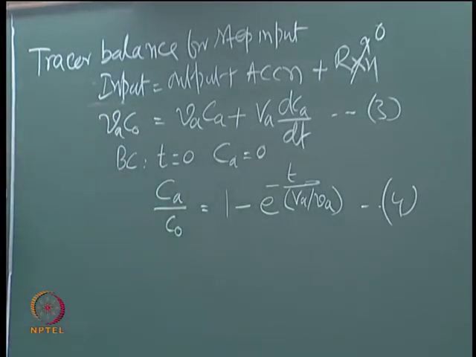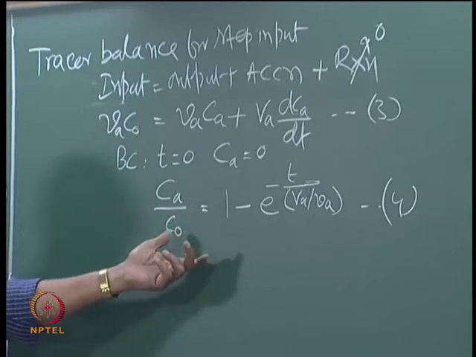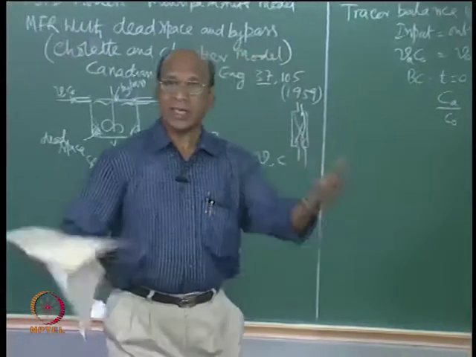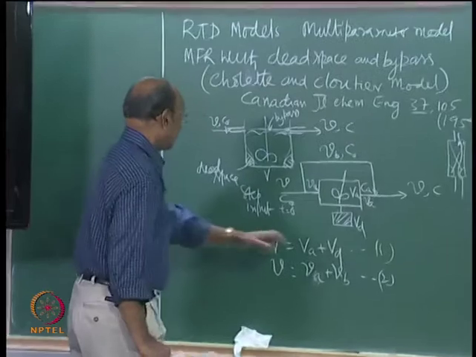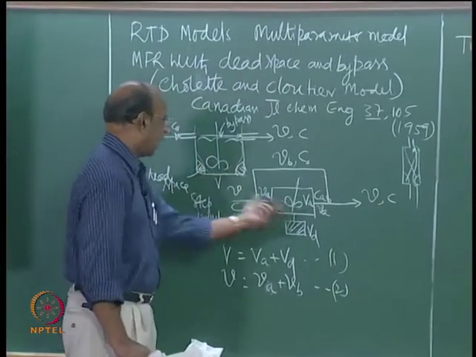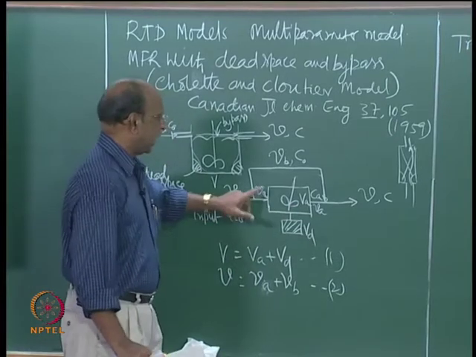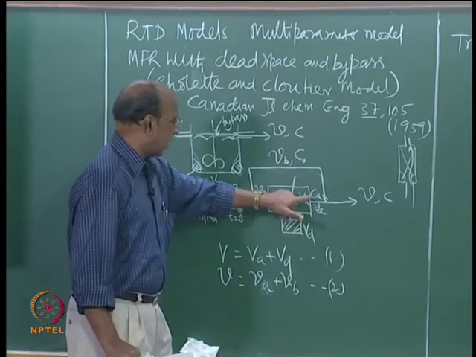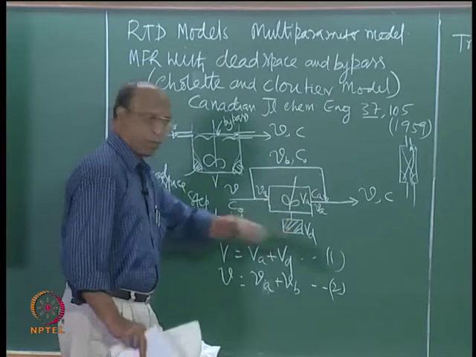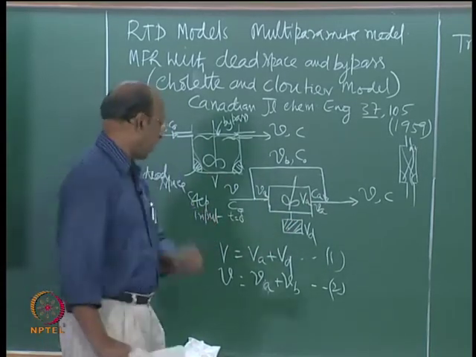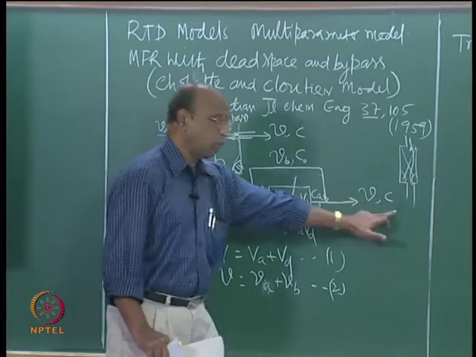Now this equation is of no use to me. Why? Because this is in terms of variables which I cannot measure. This is my imagination: I have an active zone where V A is going in and V A is also coming out, and that will have C A after being perfectly mixed. But what I measure is only V into C naught, V into C.